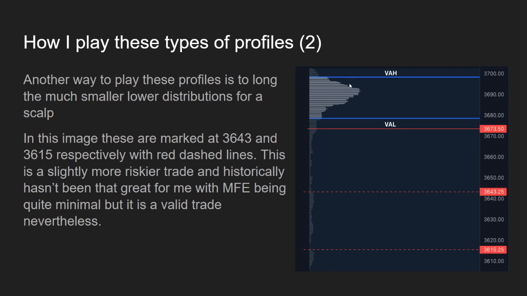Compared to the larger distribution that is marked here, these are distinctly smaller, and thus they have less volume traded than the larger distribution. And thus I wouldn't really want to long here, but nevertheless it is a good scalping opportunity. They are much riskier than the trade I outlined previously, largely because we don't have the volume there, and the volume often doesn't tend to show up at these areas.